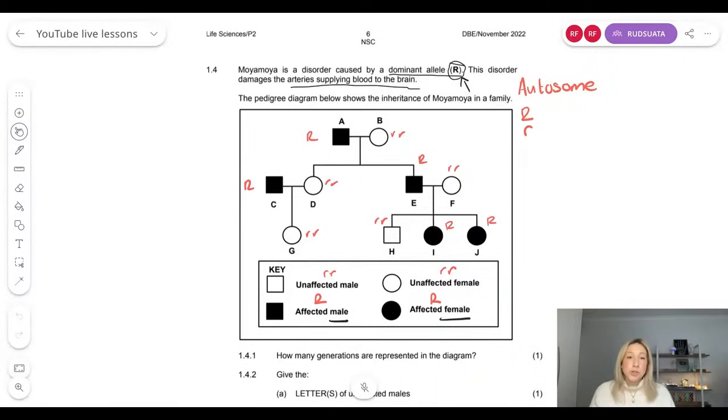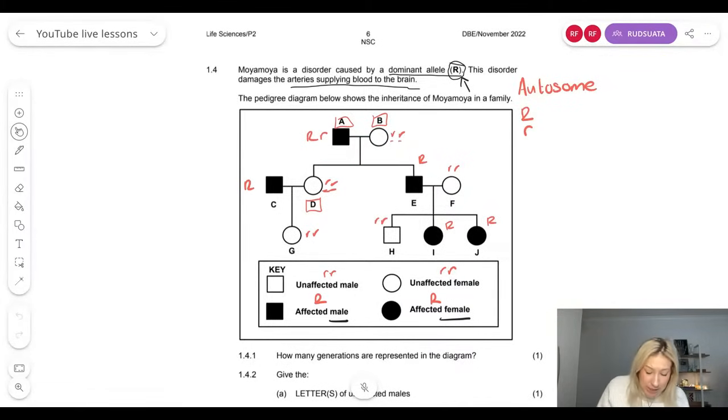Now all I need to do is go back to these individuals who are affected and decide: are they homozygous or heterozygous? The moment you have an individual like D that comes from the parents A and B, you already know that because B has two small r's, one small r must have come from B and the other small r must have come from A. So I can fill that in automatically.